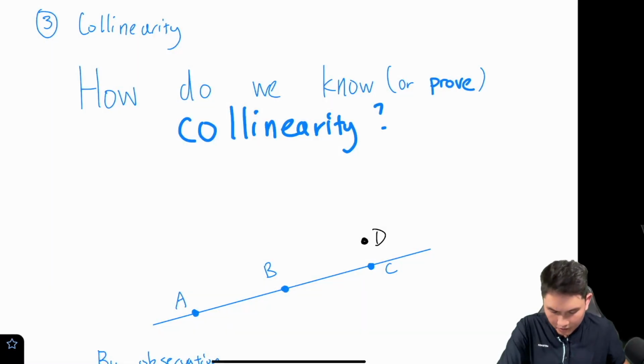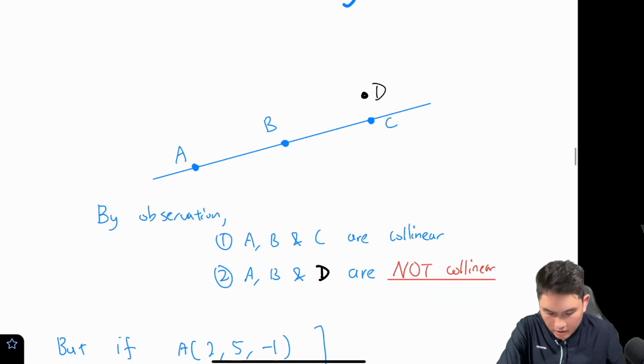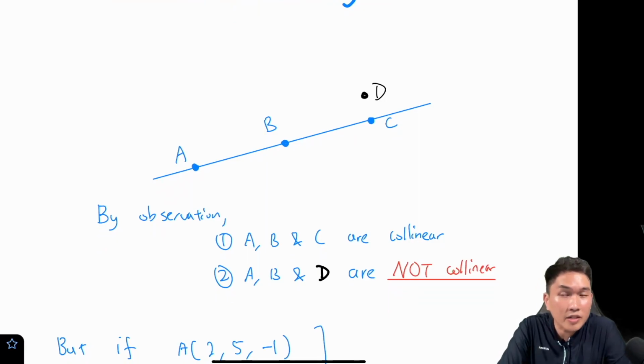Collinearity, what is it? From the diagram over here, you can see 4 points A, B, C, D. I can say that A, B, and C are collinear because I can draw one straight line that passes through all 3 points. But A, B, and D are not collinear because there is no single straight line that I can draw that will pass through all 3 points at once.